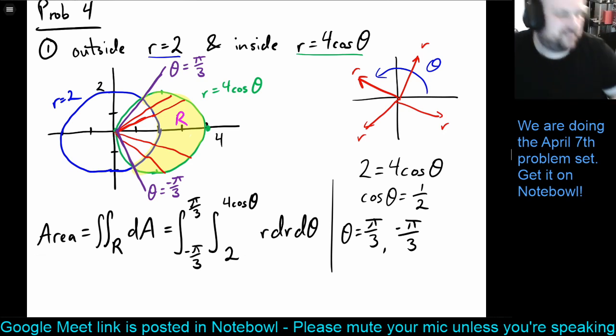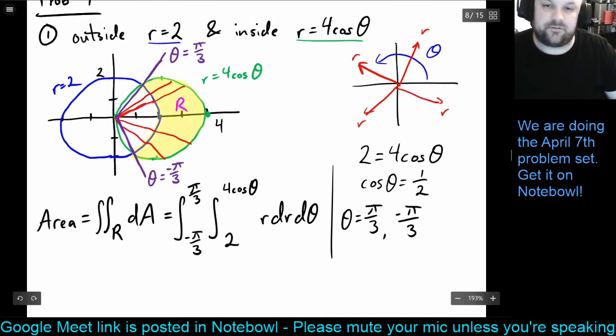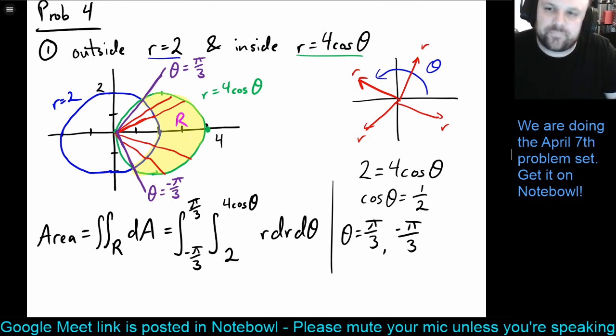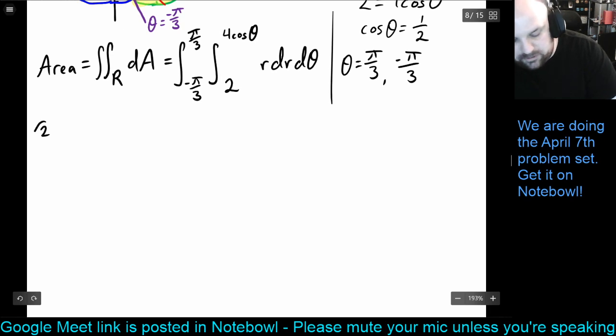All right. So that's setting up the integral for the area of this one. Any questions about this one at all? Hopefully this makes sense. All right. So let's do the next one, which is part 2 of this, inside both circles.